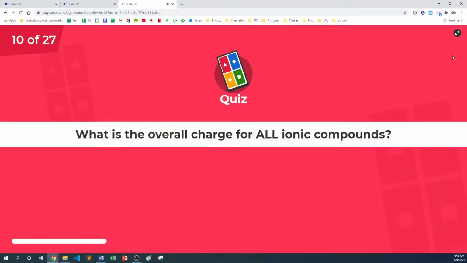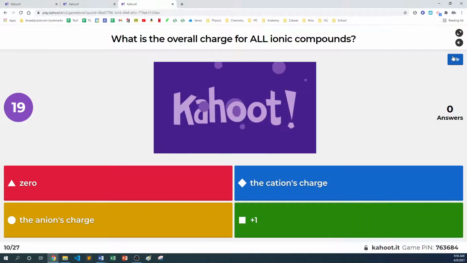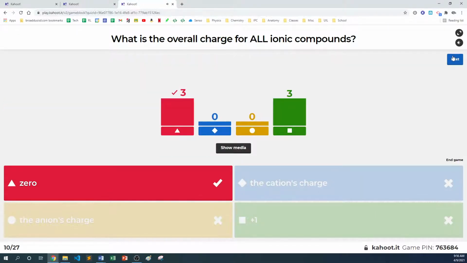What is the overall charge for all ionic compounds? Again, compounds have no charge by definition. If it has a charge, it's called an ion. So all compounds have no charges. It doesn't matter what type of compound it is. If it has a charge, it's called an ion.